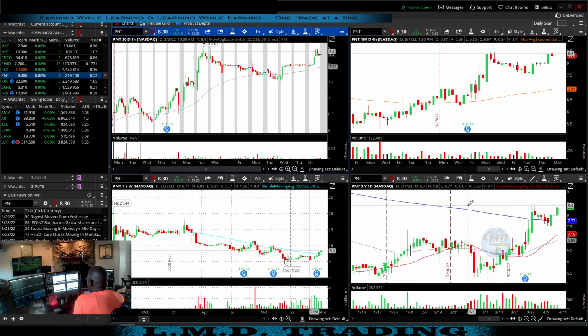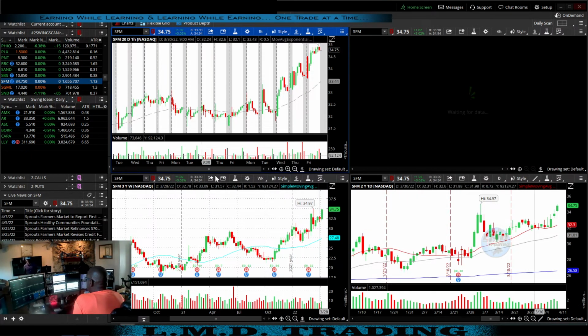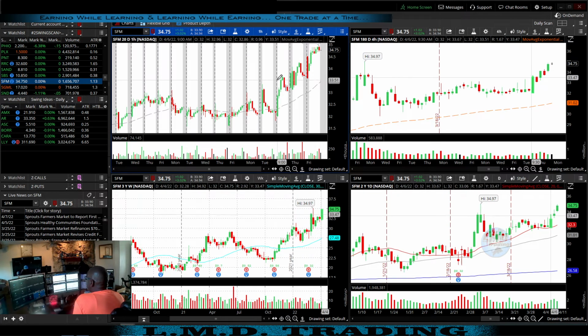Weekly is in a downtrend. Daily is in a downtrend, but it's breaking this trend right here. Hourly and 4-hour are in uptrends. So, all uptrends. But man, I've been looking at these things for 30 minutes. I can get carried away.